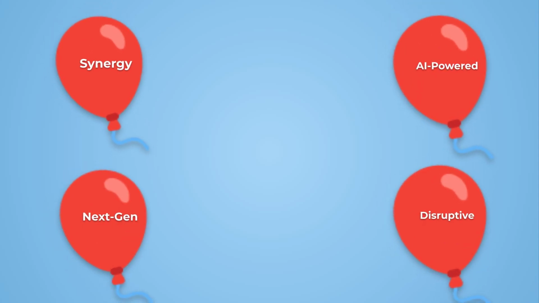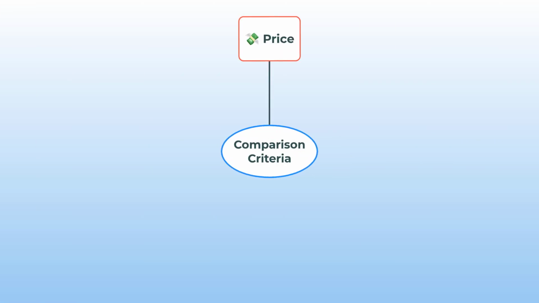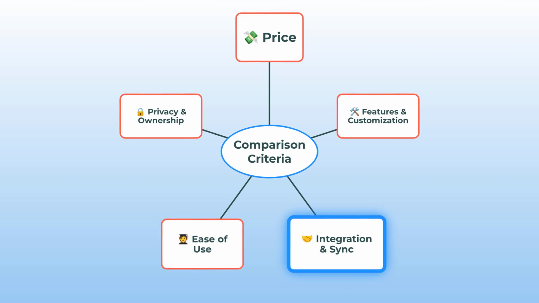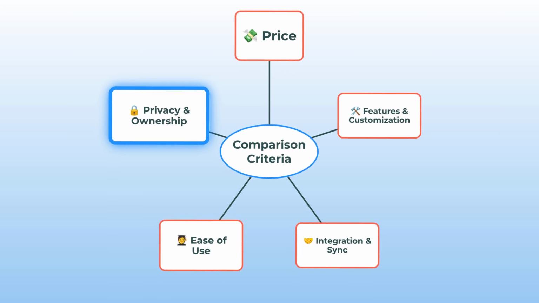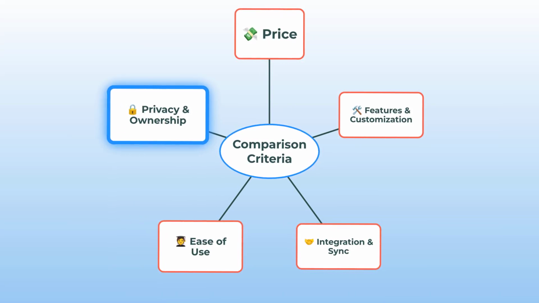Let's skip the buzzwords and get to the real stuff. Each category earns points, and at the end you'll see exactly who comes out on top. The result might not be what you expect. Here's the mind map of what we're comparing today: price, features and customization, integration and sync, ease of use and privacy and ownership. So grab your digital pens or just follow along and let's see which app wins each round.